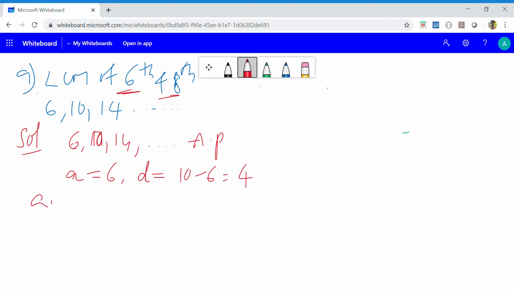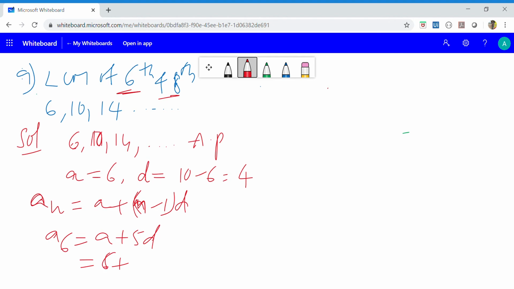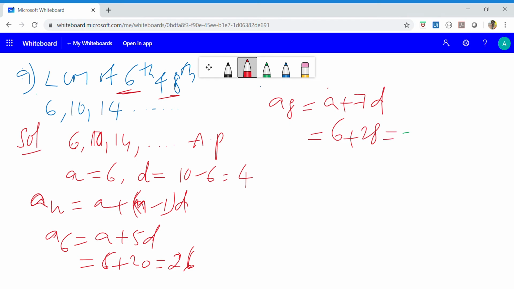So sixth term, first of all, an is equal to a plus n minus 1 of d is the formula. This is the general term in AP. So a6 is equal to a plus 5d. a is 6 plus 5 into d, 5 fours are 20. So automatically 26 you will get. And next, the eighth term, a8 is equal to a plus 7d. So a is 6 plus 7 fours are 28, is nothing but 34. 34 is the value.